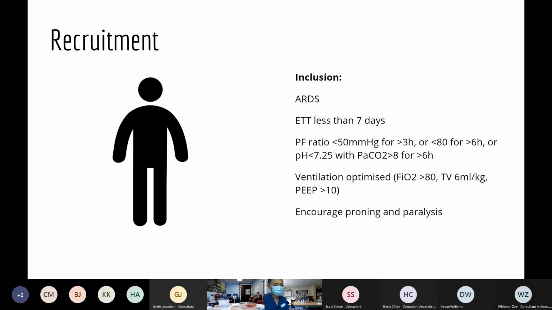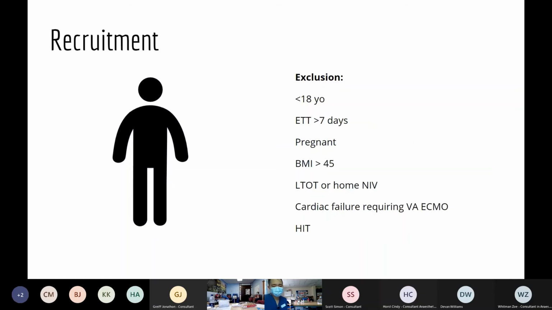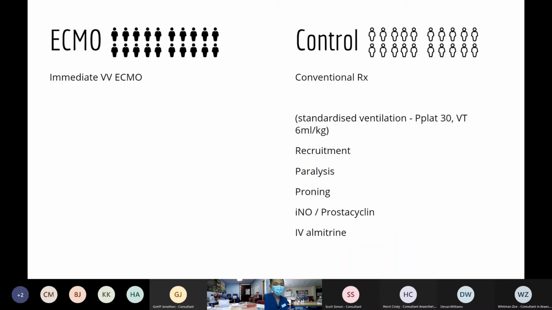All of them should already have their ventilation optimized, i.e. they're receiving more than 80% oxygen, they're on a small tidal volume protective ventilation, and proning and paralysis has already been done. And they've excluded the usual people, such as if they are children, if they've been intubated a long time, if they're pregnant, if they have a really high BMI, or they are on long-term oxygen therapy, or they have heparin-induced thrombocytopenia, etc. So patients are randomized into the ECMO arm and the control arm.